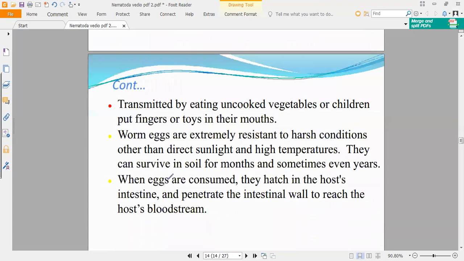Ascaris lumbricoides is transmitted by eating uncooked vegetables, or when children put their fingers in their mouths.